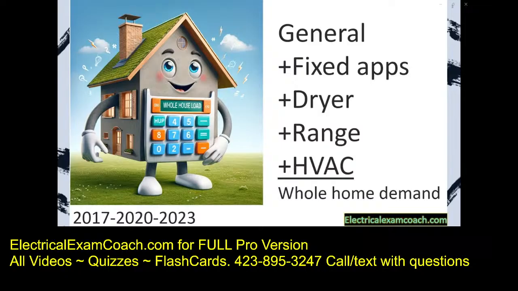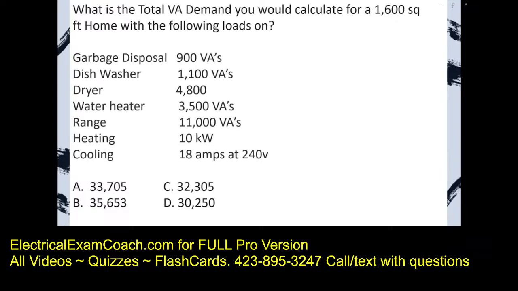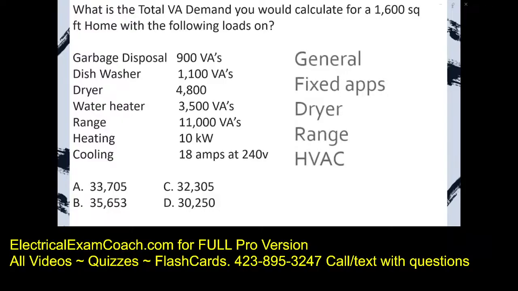Let's get to it. What is the total VA demand you would calculate for a 1,600 square foot home with the following loads? Now, I know this looks daunting, but we're just going to take it one piece at a time. You've worked very hard up until this point, and I know you can do it. I want us to get used to laying out all of our calculations like this. On our piece of paper, write general, fixed appliances, dryers, ranges, and HVAC, and we're going to fill them in one at a time.